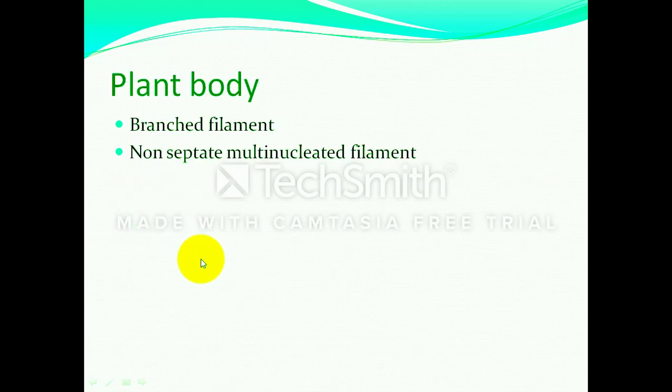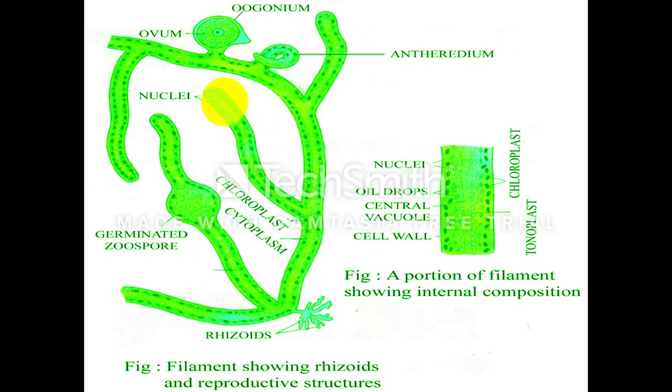The Vaucheria plant body is found. And what is the plant body? The plant body is terrace-like, which consists of a sparingly branched cylindrical filament. The filament is not septate, a multinucleated structure. Septa are produced only during the production of the reproductive structures. So here is the Vaucheria filament body, which consists of a branched filament on which the asexual spores such as the zoospores, and the oogonium and antheridium are produced as the reproductive bodies.